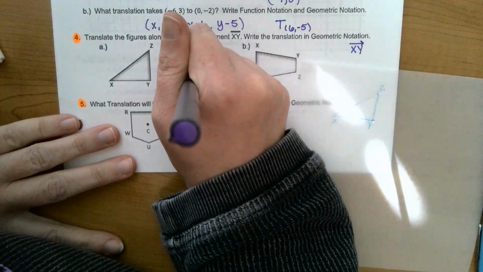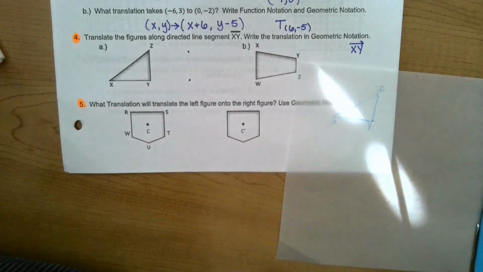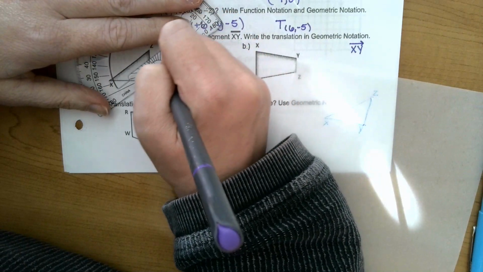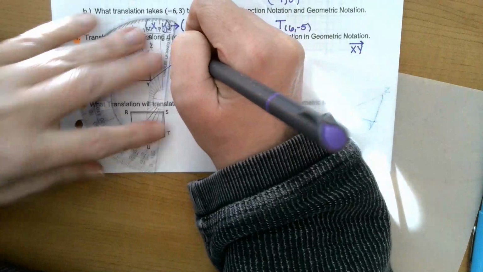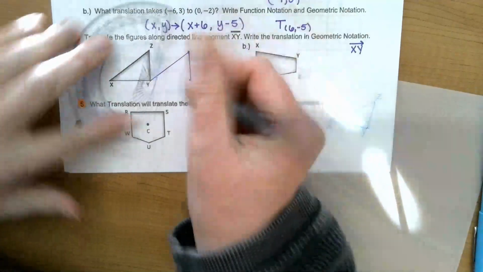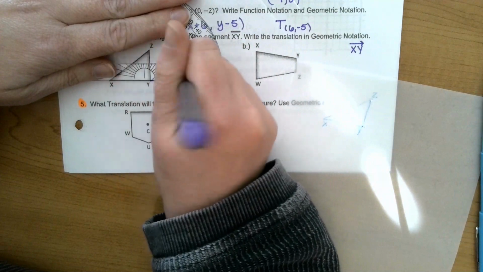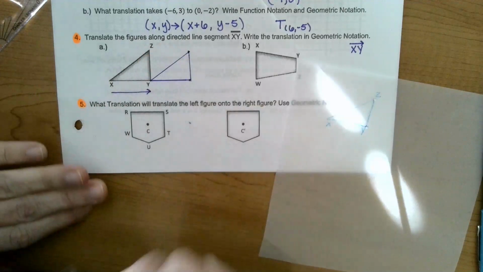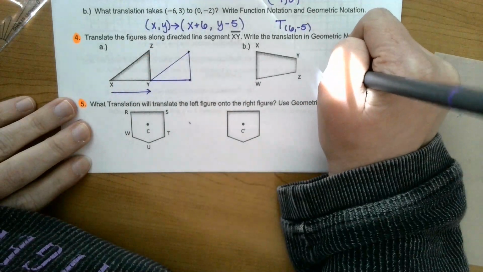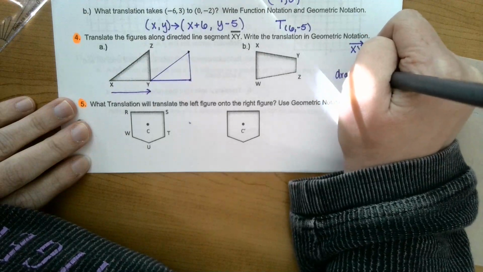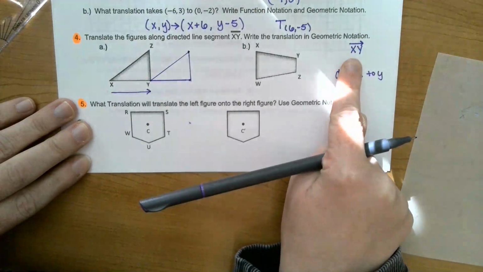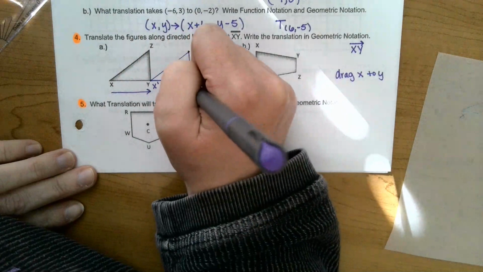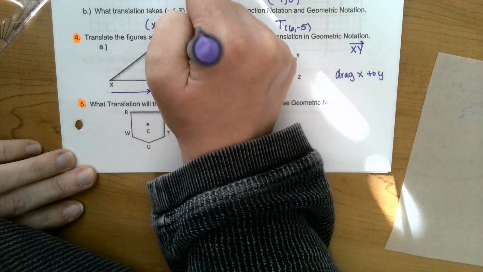Okay. So X went to Y, Z went to here, and Y went to here. So I'm going to trace this as best I can. So directed line segment, we are basically just going from X to Y, or whatever your segment is. Okay, and then I'm going to make sure I label this correctly. X prime, Y prime, and Z prime.